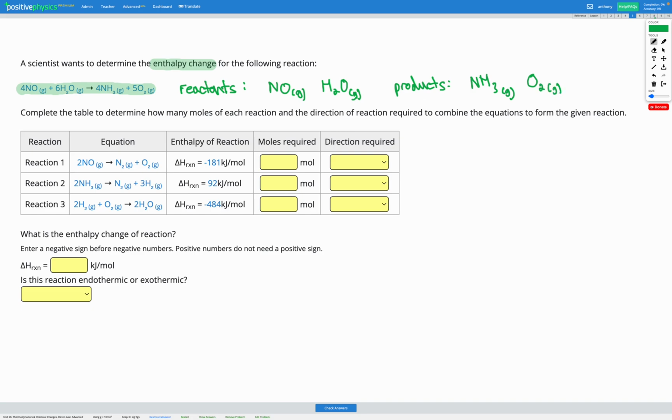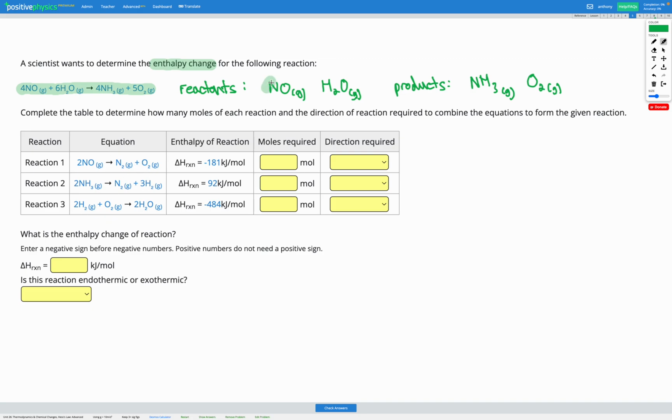Okay, so we need to go ahead and look at the three reactions provided in the table. We need to figure out the direction they need to be in order to get the reactants and products on the right sides, and how many moles of each of them we need, so that when we combine all of the reactions, we end up getting the goal reaction shown at the top. So let's start out by identifying where our reactants appear in these equations.